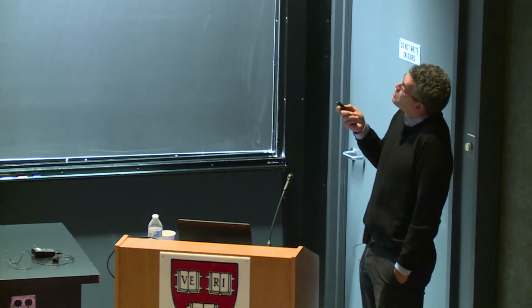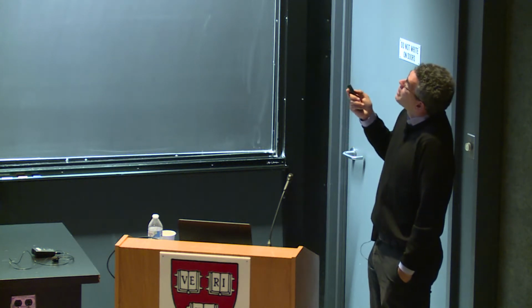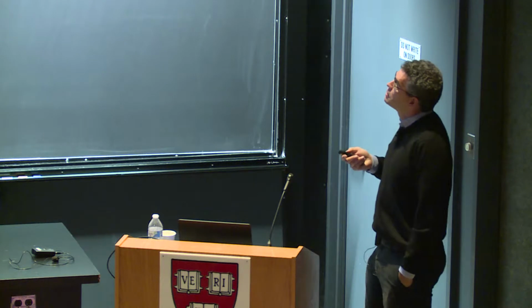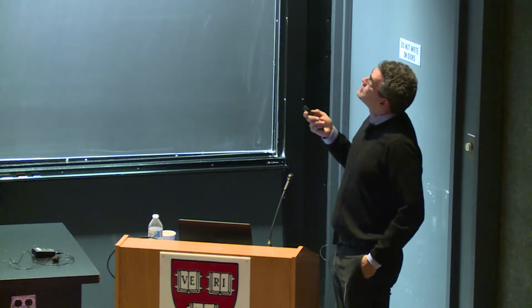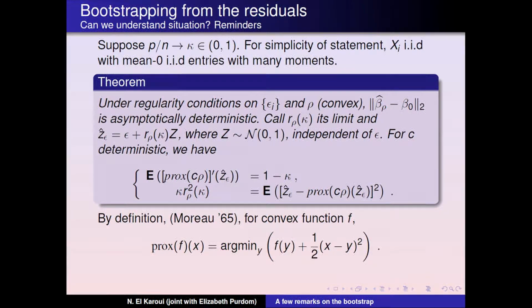So p over n goes to kappa in (0, 1). If I want to understand the error here, I'm very far from the classical style of asymptotics. This quantity is asymptotically deterministic, and to understand it, I need to solve this system of two nonlinear equations. For the purpose of this talk, that's not so important.